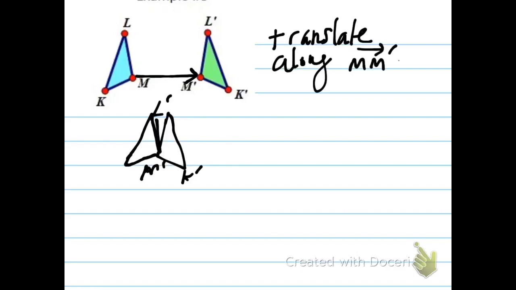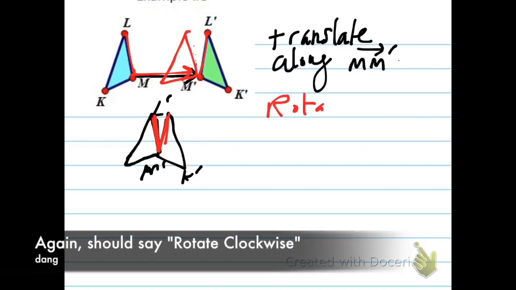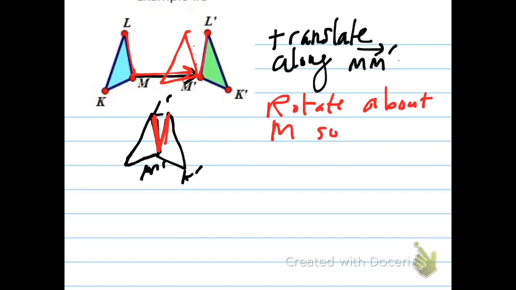But see, these two lines right here, let me outline them more vividly. These two lines right here don't match up yet, and they're supposed to, so this line and this line. Because if you translate along the vector, this will be kind of like this, right? So we then have to rotate about M so that L maps onto L prime. So we rotate it so that these will match up onto each other.